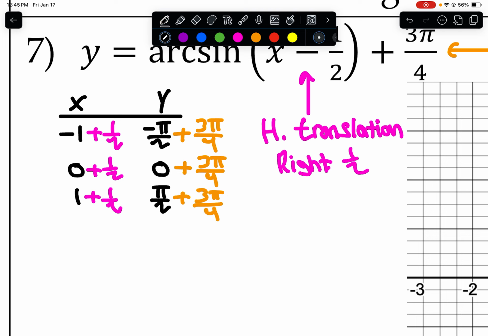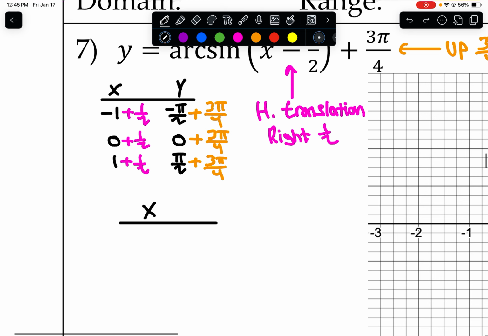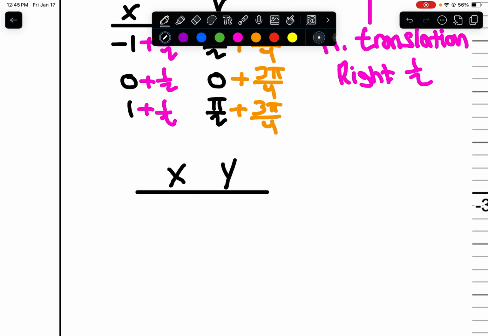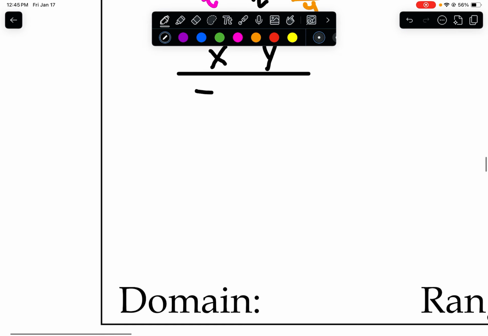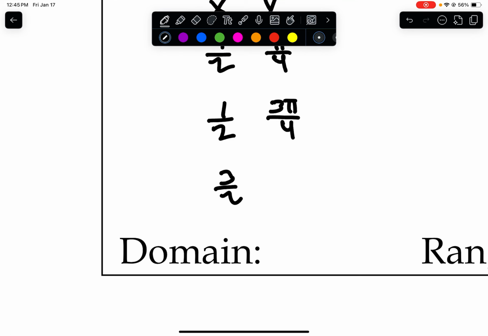Okay, so when I make my transformations, or actually, no, we don't need the inverse. I'm just going to say x and y. All right, so now for this one, when you do your transformations, your new table here is going to be negative 1/2, comma pi over 4. And then we're going to have 1/2, comma 3 pi over 4. And then we're going to have 3/2, comma 5 pi over 4.